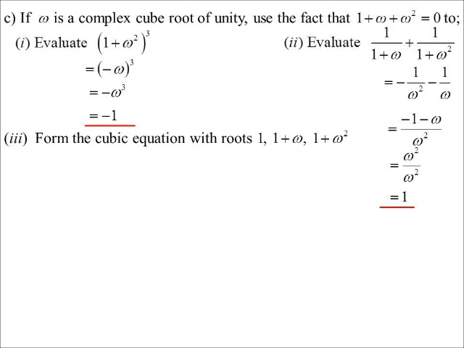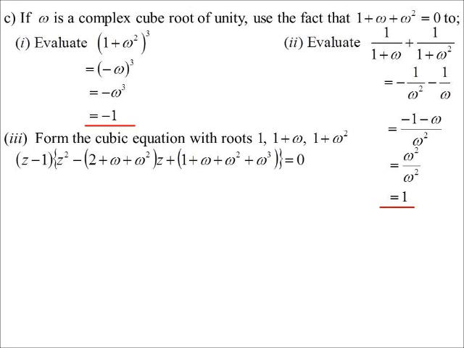Okay, we're going to create a cubic equation. The 3 roots this time: 1, 1 plus omega, and 1 plus omega squared. Well, I know z minus 1's a factor. That one's easy. I'm going to create a quadratic with these 2 roots. Again, we could always say z squared minus the sum of the roots z plus the product of the roots. And I could actually have done this quicker. I'll come back to that.